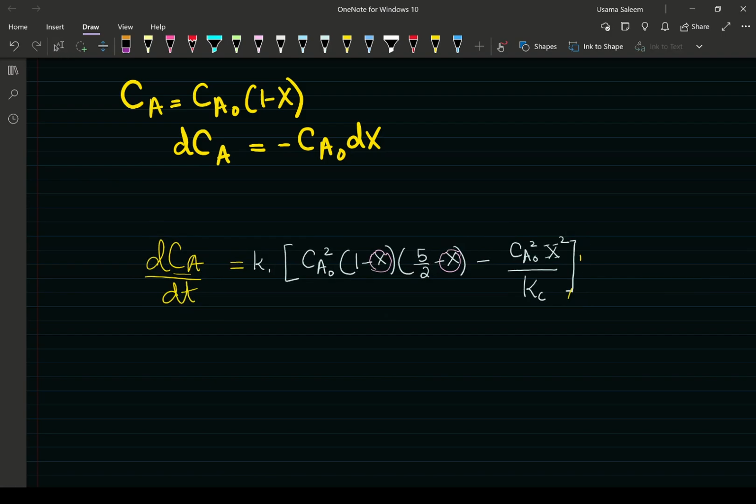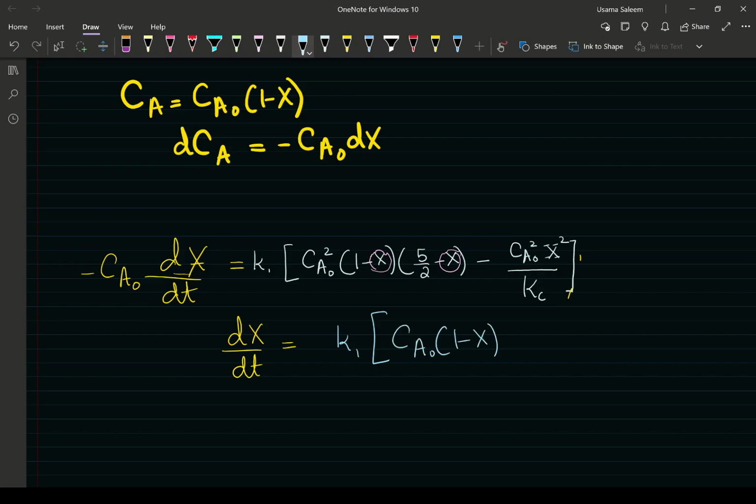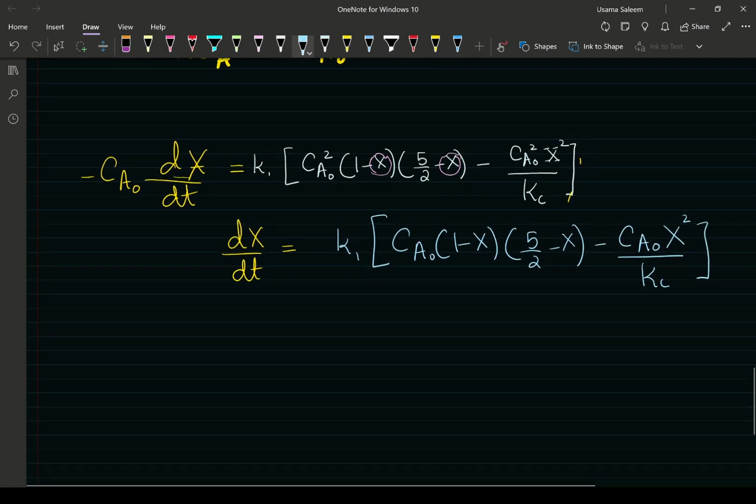So this is just going to become dCA can be replaced by negative CA naught times dx. And if you want to do the next step in the algebra, dx dt is going to be all of this: k1 times, I'm going to skip some steps now, CA naught times 1 minus x, 5 over 2 minus x, minus CA naught x squared, divided by kc. The next step is to perform the integration.